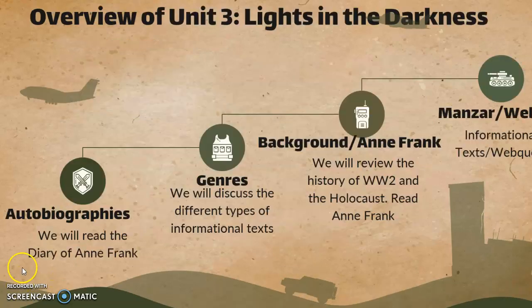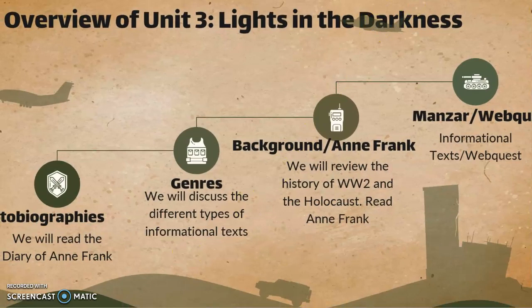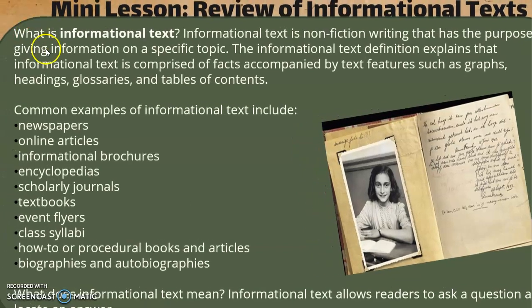Auto meaning self. This unit, really, we're going to be covering all different types of informational texts, different genres. We're going to also review some background of Anne Frank and the historical timelines, just to keep things in perspective while you're reading her diaries. And then we're also going to possibly do a web quest, which is an informational text web-based assignment. So go ahead and pause and review the informational texts. So common examples are newspapers, online articles, informational brochures, encyclopedias, scholarly journals, textbooks, event flyers, syllabi, how-to procedure books, and then biographies and autobiographies as well.